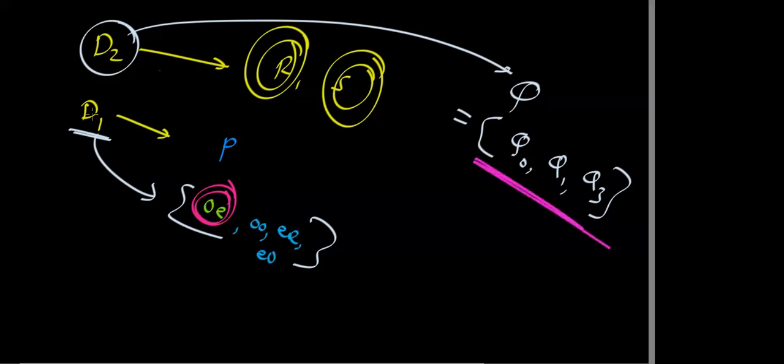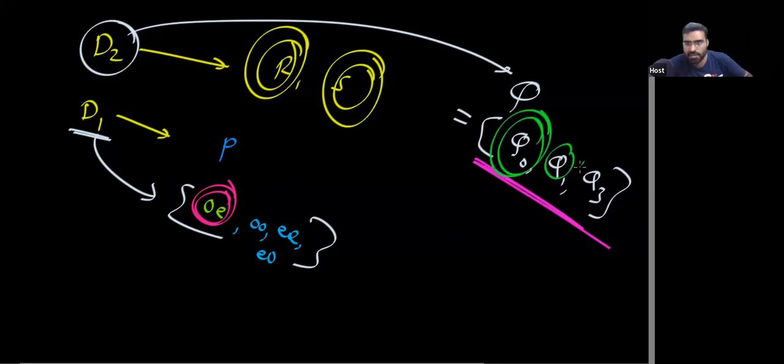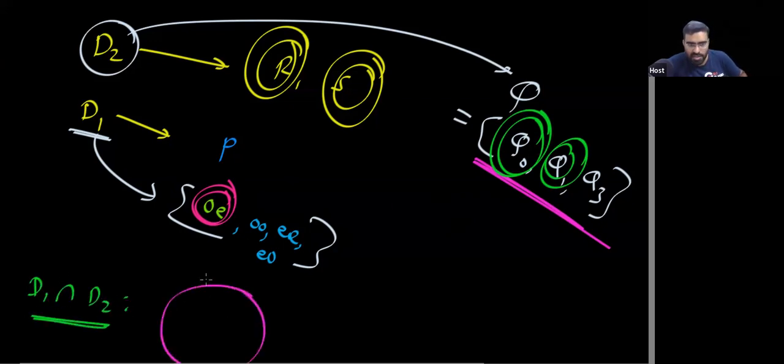What are the final states? Sir, only Q0 and Q1 are final. This is final and this is final. So in your D1 intersection D2, this type of state will be final.